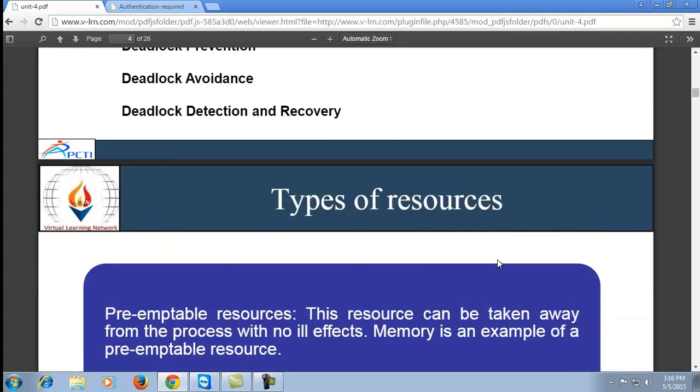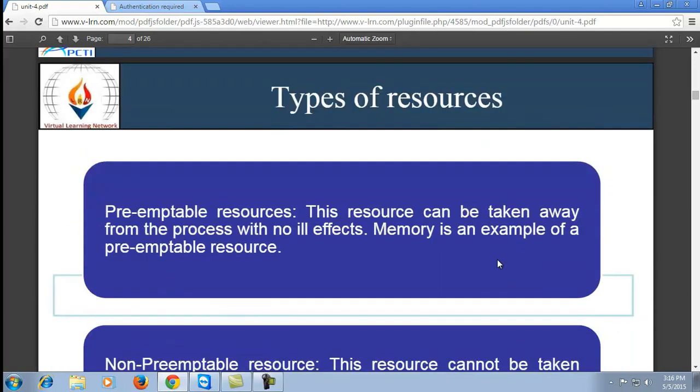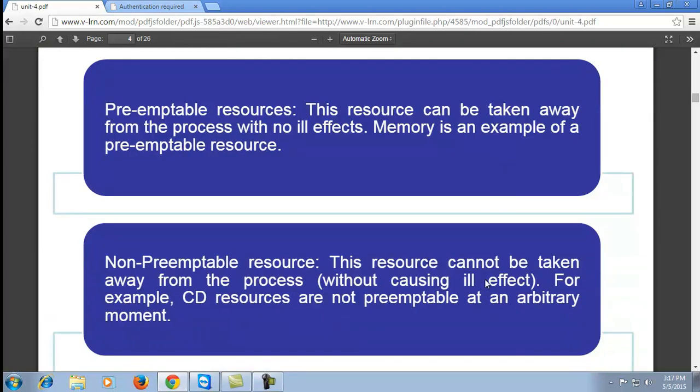Now come to the topic, types of resources. Preemptible resources: these resources can be taken away from the process with no ill effect. Memory is an example of a preemptible resource. And the next is non-preemptible resources. This resource cannot be taken away from the process without causing ill effect. For example, CD resources are not preemptible at an arbitrary moment.